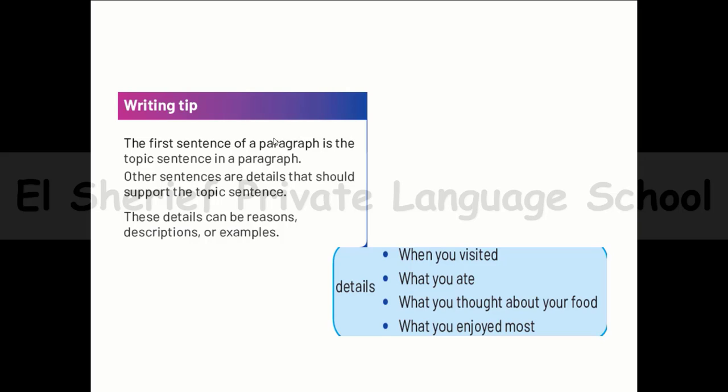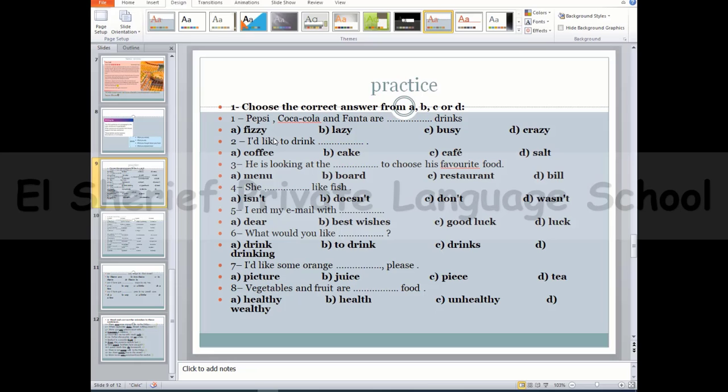So the details can be about what you visited. If you are talking about a place you visited, you will say when you visited it and what you ate there, if it's a restaurant or another country. Also you can say what you thought about your food and what you enjoyed most, if you are talking about a visit to a restaurant or a cafe. Okay, these are the writing instructions that we have to follow while writing.